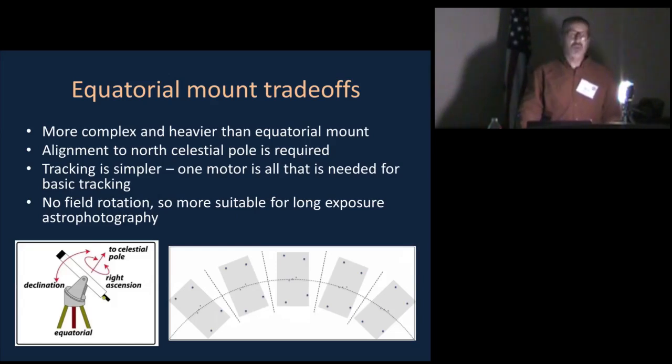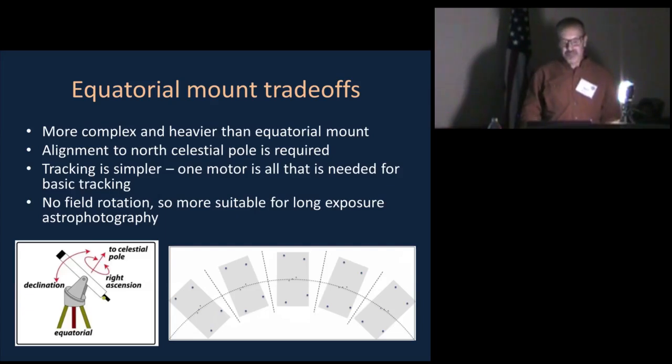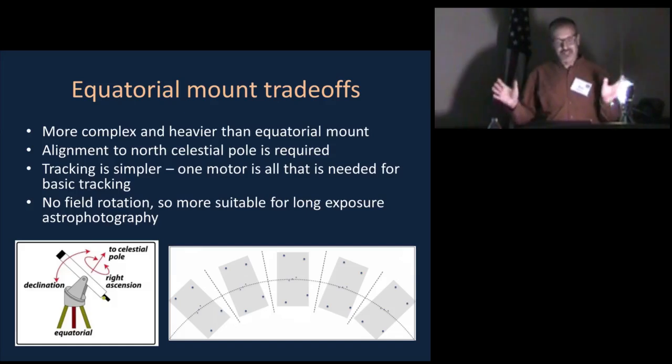With the equatorial mounts, these are more complex, and these are heavier than, sorry, I got the wrong words in there, than the alt-az mount. You have to do that alignment that I mentioned before. If you want that axis to point to the celestial pole, to the North Star, you need to do an alignment. You need to figure out exactly where that is. But once you do that, things are simpler. You only need that one motor to track.